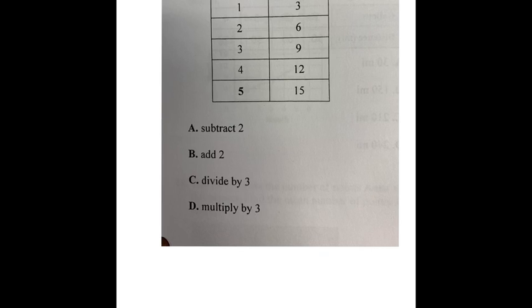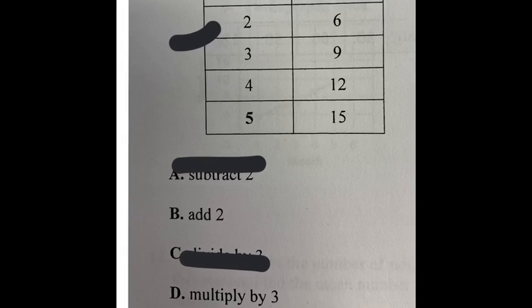So let's check the next number, which is 2, right? This one right here. So 2 plus 2 does not equal 6. So it's not going to be this one. Well, let's cross these out. So I know I didn't add 2 to get there. Did I multiply by 3? 2 times 3 equals 6. So yes, I did.